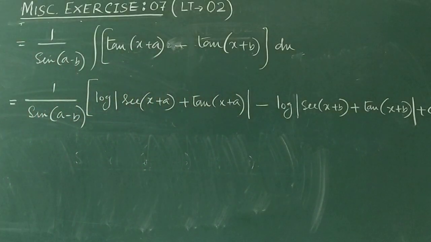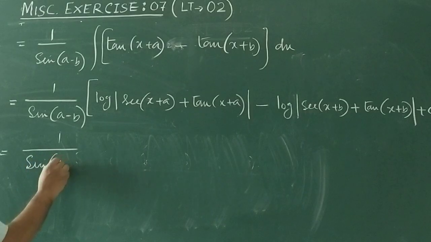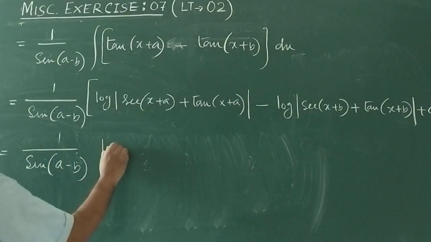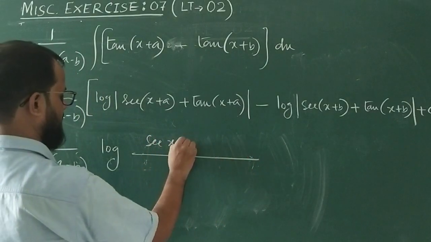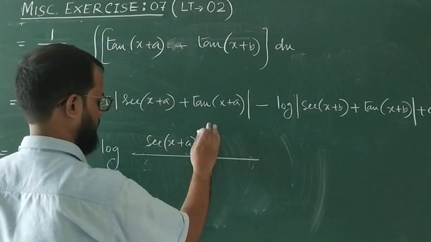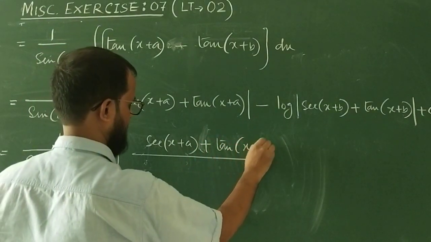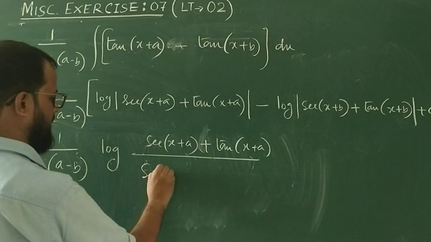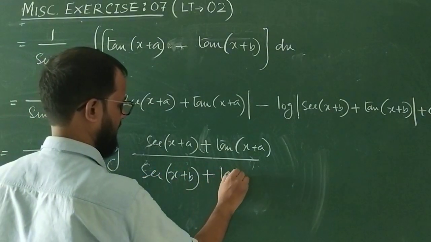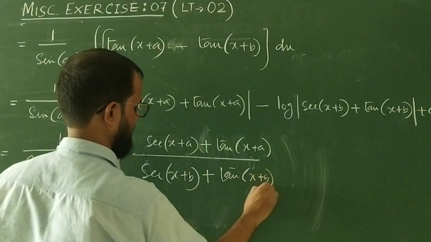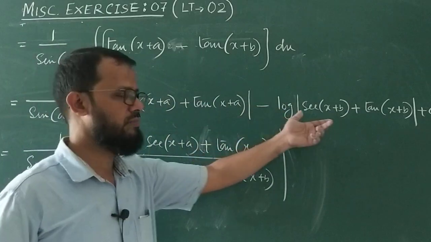Log a minus log b equal to what? Log a by b. You can use the formula of logarithm as log of (sec(x + a) + tan(x + a)) divided by (sec(x + b) + tan(x + b)), and finally you give a modulus because this is log modulus of this minus log modulus of that.